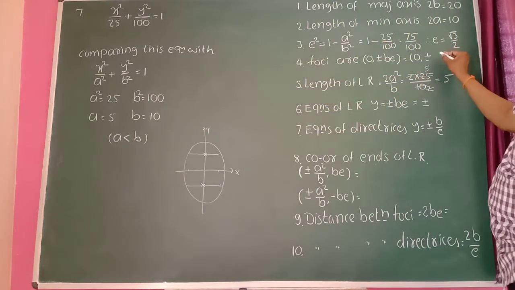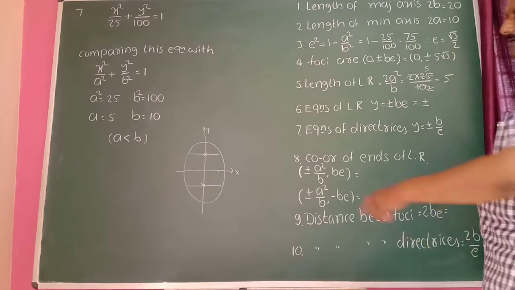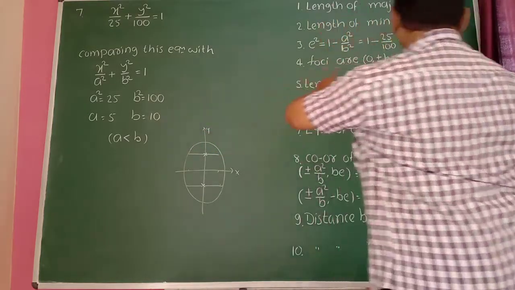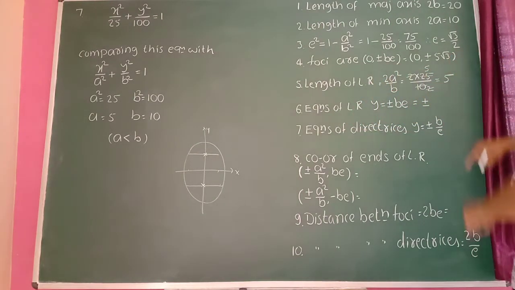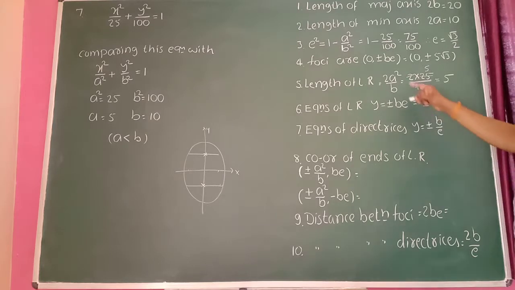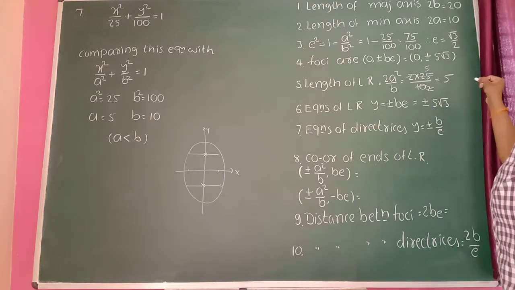2 ones are 2, 5 twos are 10, so it is 5 root 3 because the b value is 10. The 2 and the 5 cancel, therefore b e is 5 root 3, so y equals plus or minus 5 root 3.